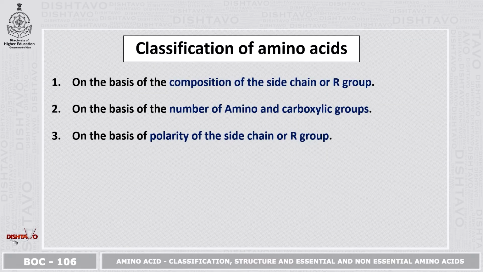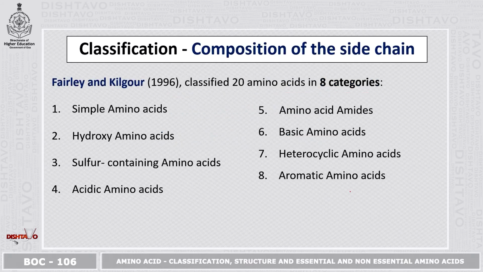Now, coming to the classification. Classification of amino acids is done on the basis of composition of the side chain or R group. The second basis is on the basis of number of amino and carboxylic groups. And the third one is on the basis of polarity of the side chain or the R group. Now, let us see the first one, the classification of amino acids on the basis of composition of the side chain or the R group.